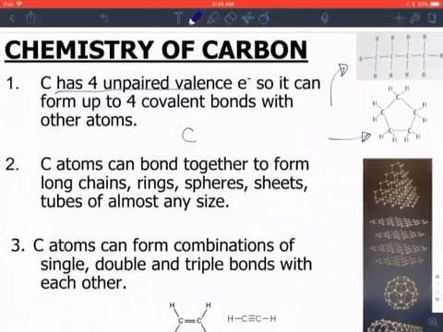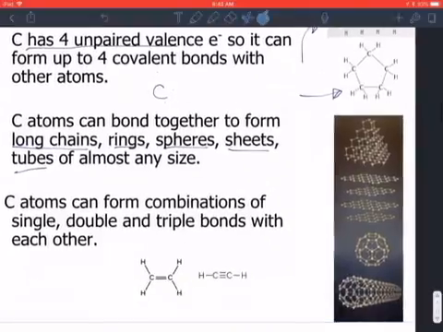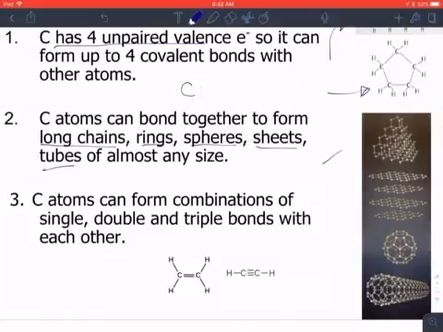As it says in part 2, it can form chains and rings and spheres and sheets and tubes. And here we've got a picture of some of those different things down here, right? This is diamond. This is sheets of graphite. These are spheres and tubes, all kinds of different ways in which carbon can form bonds.